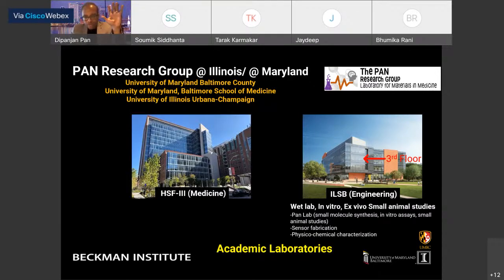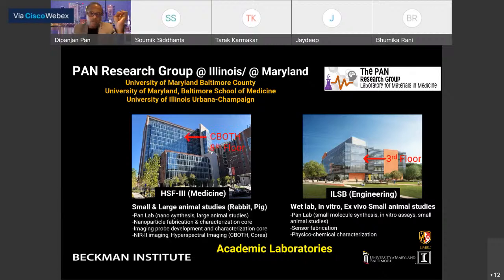physical chemical characterization. Our second lab is located in downtown Baltimore, next to Inner Harbor, on the School of Medicine campus, where we have small and large animal studies going on. We also have a small setup for doing nanosynthesis and nanoparticle fabrication and characterization and other things. So these are my academic labs, but interestingly, both the labs have seamless synergy between the two labs.